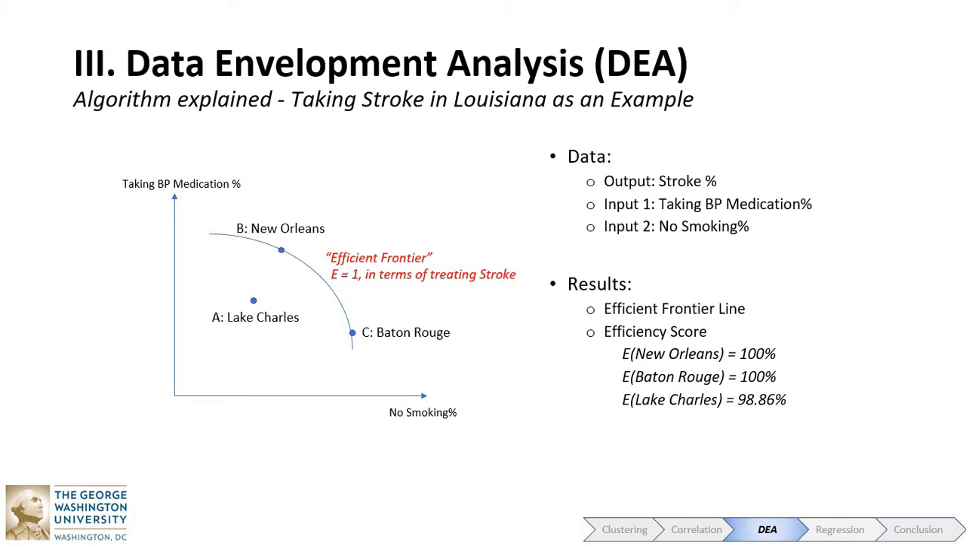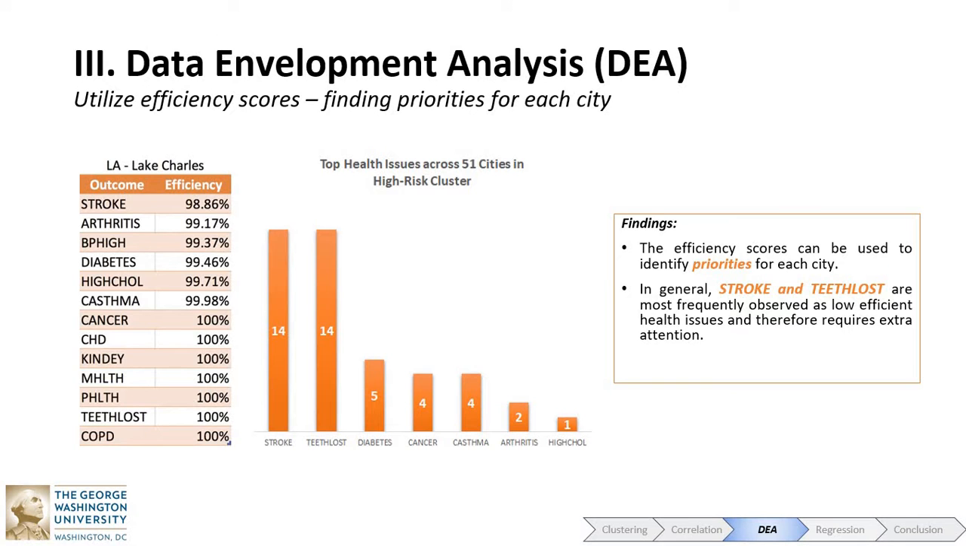So now we can move to the data and development analysis, which shows that New Orleans and Baton Rouge are aligned on the efficient frontier in Louisiana, and Lake Charles is inefficient in terms of stroke, with that being our output and our two inputs being blood pressure medication and not smoking. So Lake Charles has an opportunity to move towards the efficient frontier with the proper public health strategies.